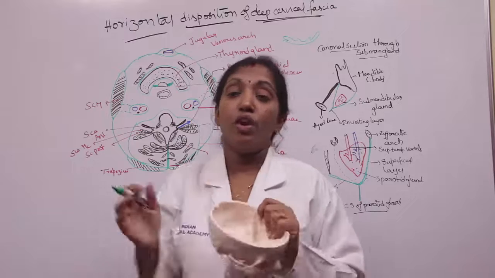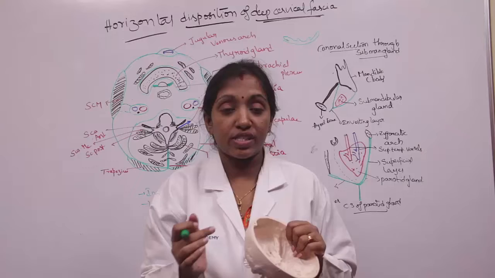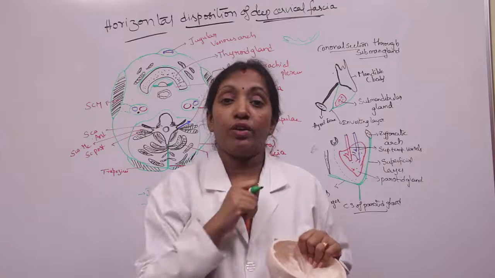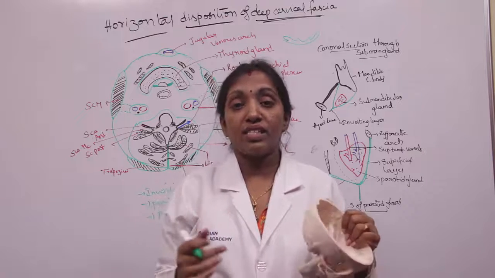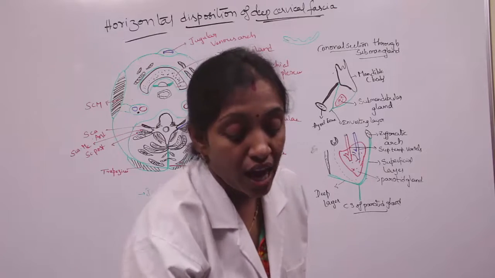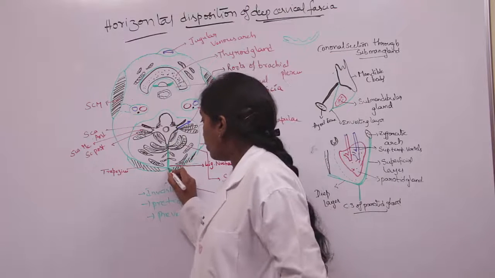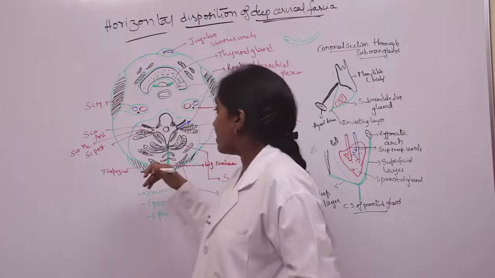And traced below from behind forwards, it is attached to the spine and acromion process of the scapula, then the clavicle, and the manubrium sterni. So these are the attachments of the investing layer of deep cervical fascia. Coming to the tracings of the deep cervical fascia: horizontal tracings and vertical tracings.